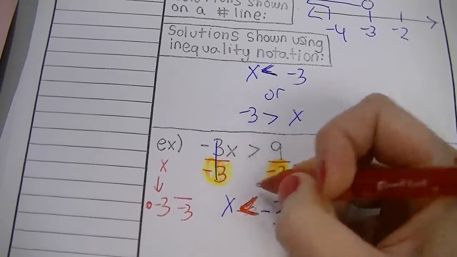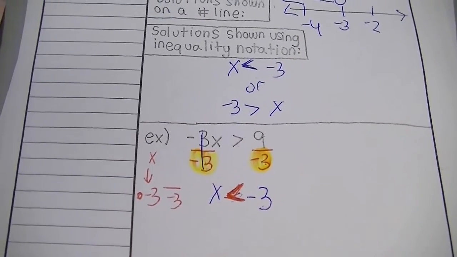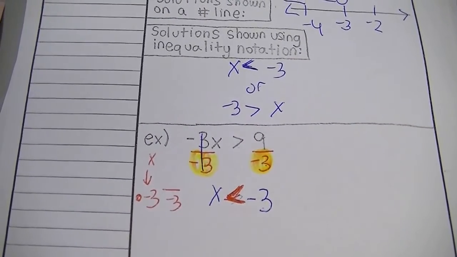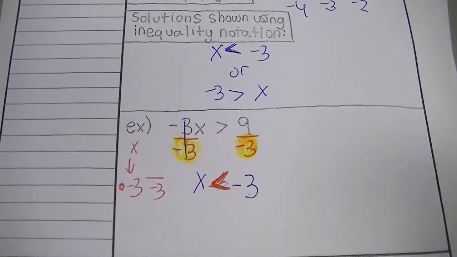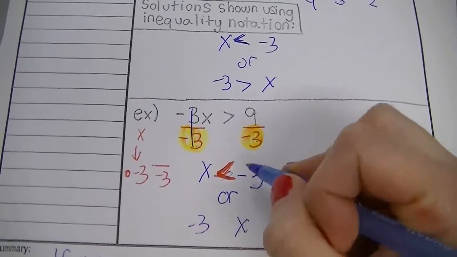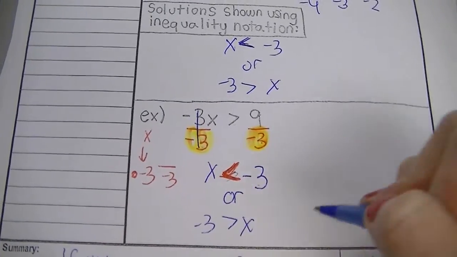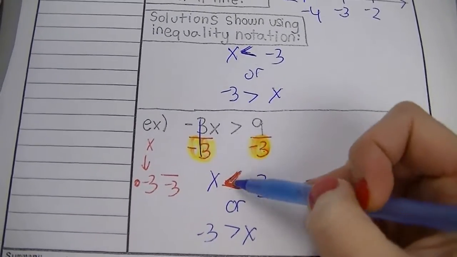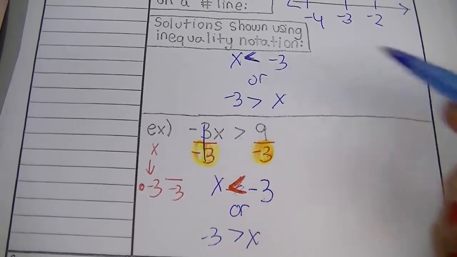See how you reverse the sign because we divided by a negative? Whenever you multiply or divide by a negative when solving an inequality, you need to flip that sign at the very, very end. Okay? So -3 goes first, then x goes second. -3 is still bigger. Okay? So that's how you'd write it.